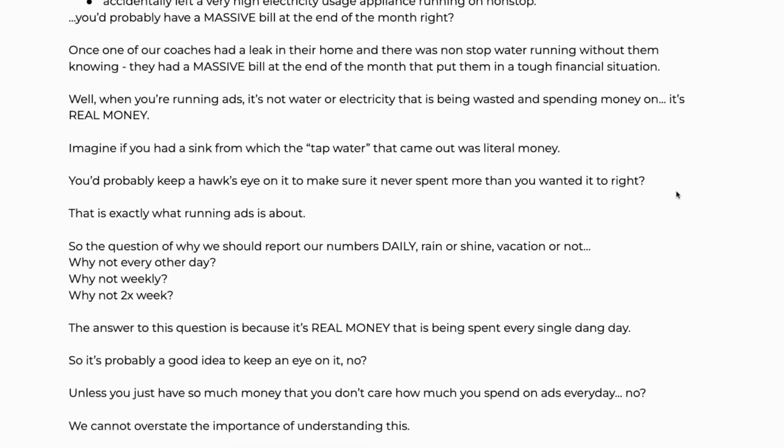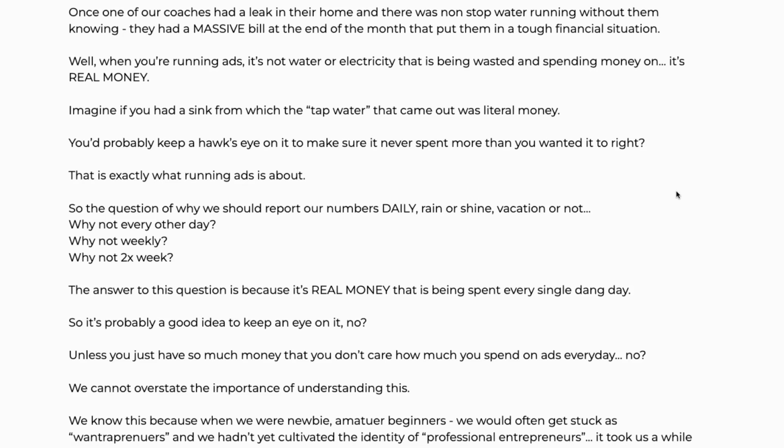So the question is, why do we report on it daily, rain or shine, vacation or not? Why not every other day? Why not weekly? Why not every two weeks? The reason is that it's real money being spent every single day. And if that's the case, it's probably a good idea to keep an eye on it, no? Unless you have so much money that you don't care about it at all. Even then, that would be silly, because you're not keeping an eye on the money. So we cannot overstate the importance of actually understanding this.